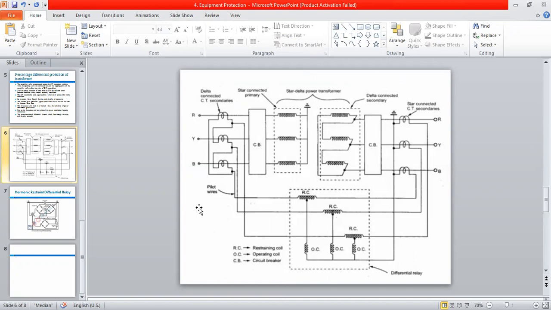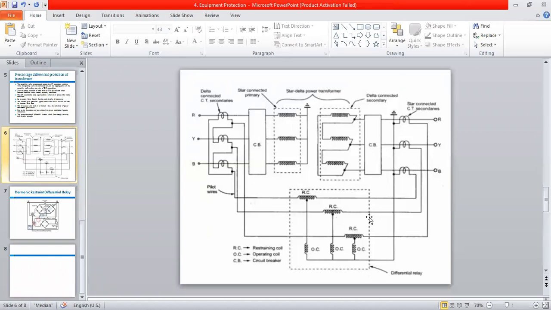These are called the pilot wires, and in between that, we are connecting the restraining coil in series with these CT secondaries, in between all the three phases of these CTs. Then here the operating coils are connected, and this whole thing is nothing but your differential relay.